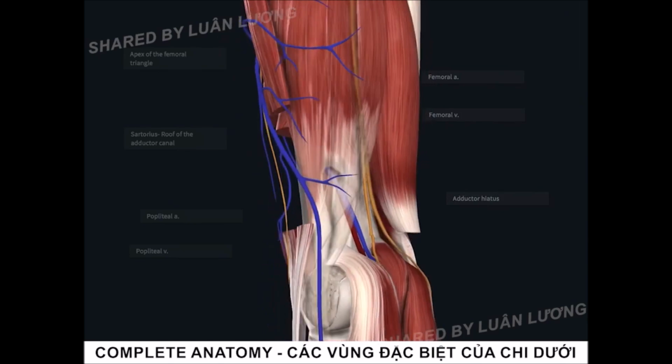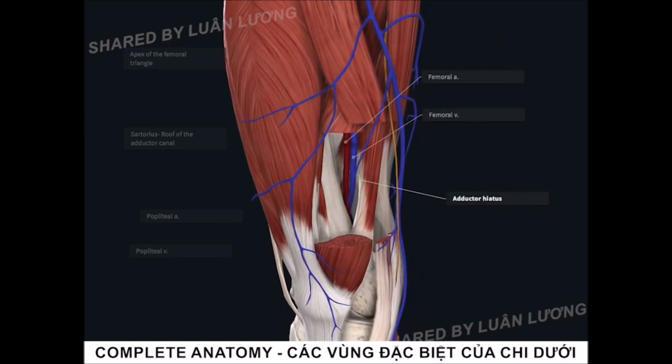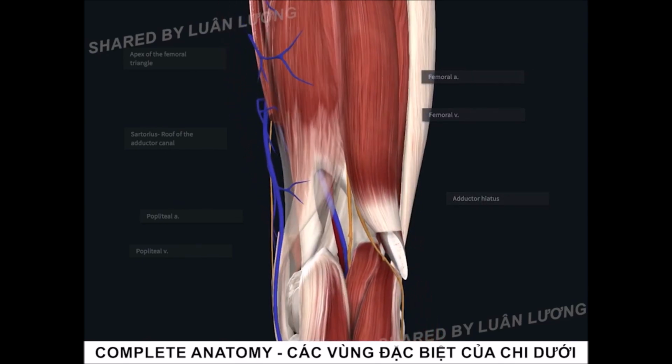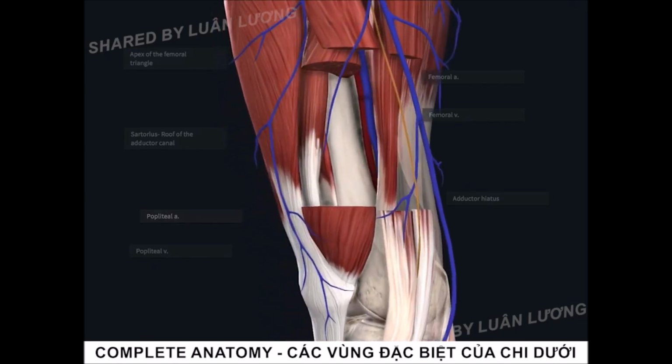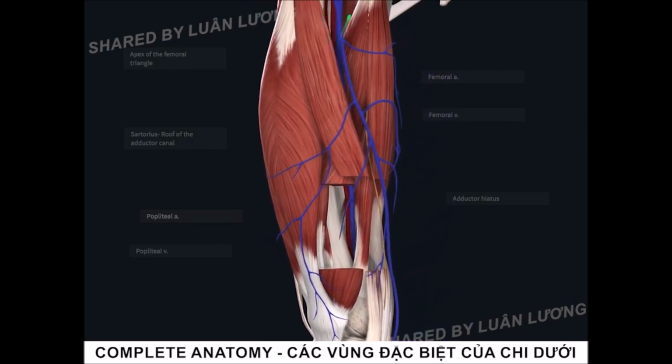So the adductor hiatus is going to be the boundary point for where the femoral artery and femoral vein are now going to change names. So anterior and superior to this point, they are femoral, and then as they pass through this opening of the adductor hiatus, they're now going to change names and lie posteriorly within the popliteal fossa and be referred to as the popliteal artery and popliteal vein. So the adductor canal is going to terminate at the hiatus, begin at the apex of the femoral triangle, and lie deep to the sartorius muscle.